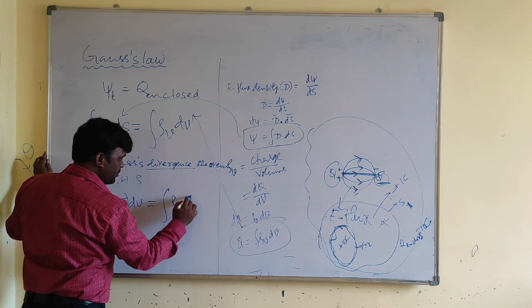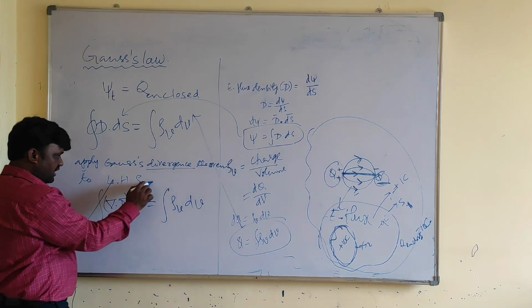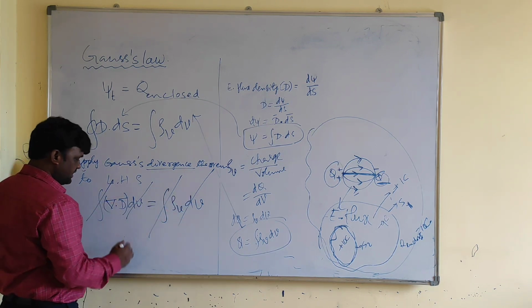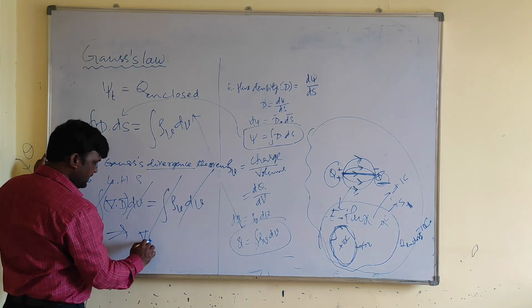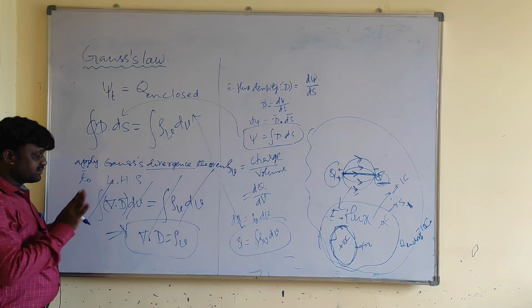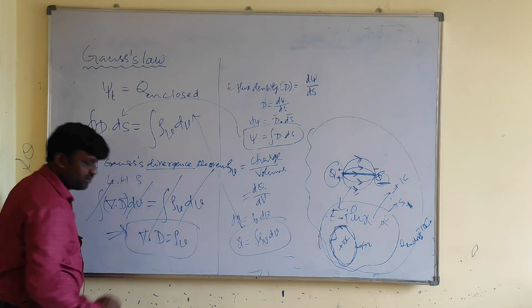On right hand side, we have rho v dv. Here integrals are volume integrals. As these volume integrals are equal, these should be cancelled. Remaining is what? Del dot D equal to rho v. Means what? As integrals are equal, integrands must be equal. We will get del dot D equal to rho v.